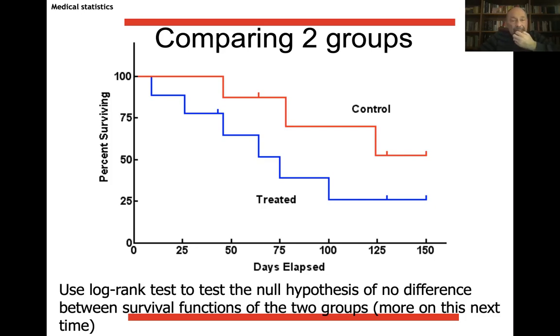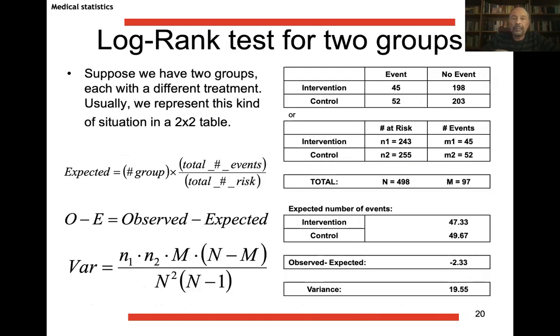The log rank test tests the null hypothesis of no difference between the survival functions of the two groups. So how does it look? Essentially, if you are familiar with the Pearson chi-square test, the log rank test is an extension, a Mantel-Haenszel test in hypothesis testing.